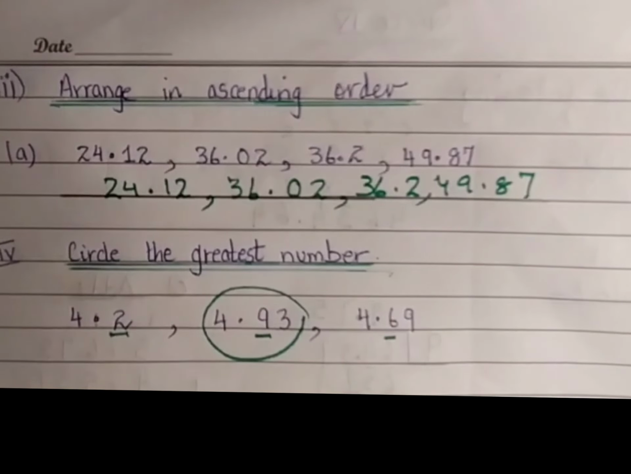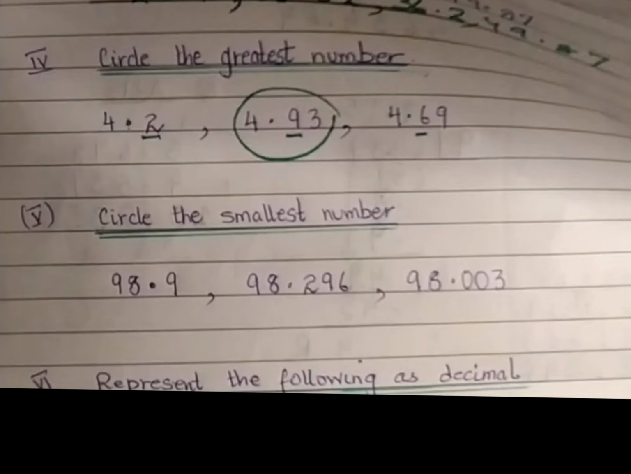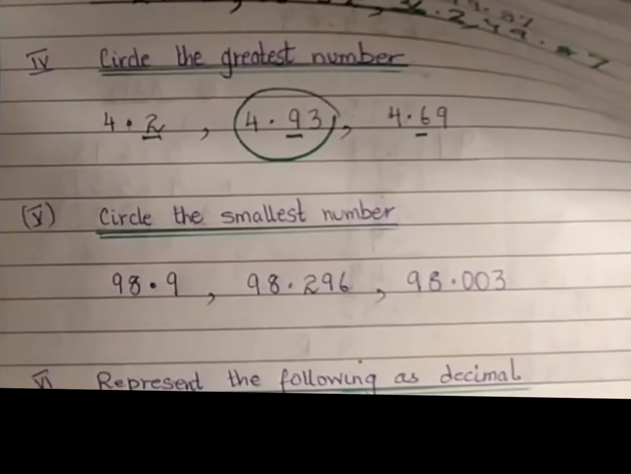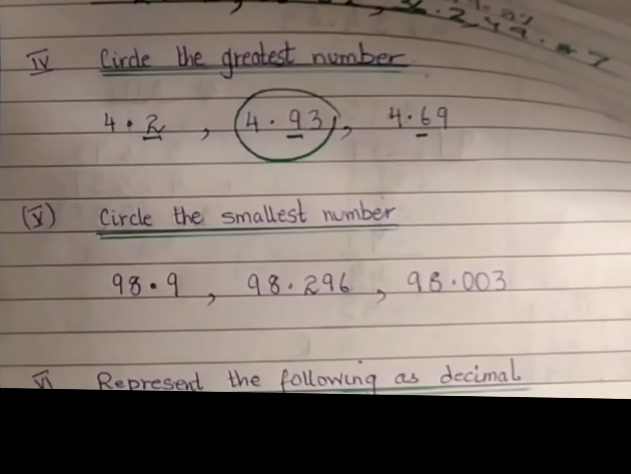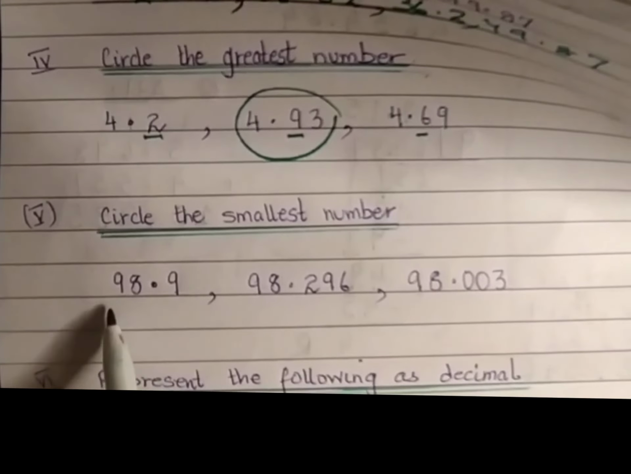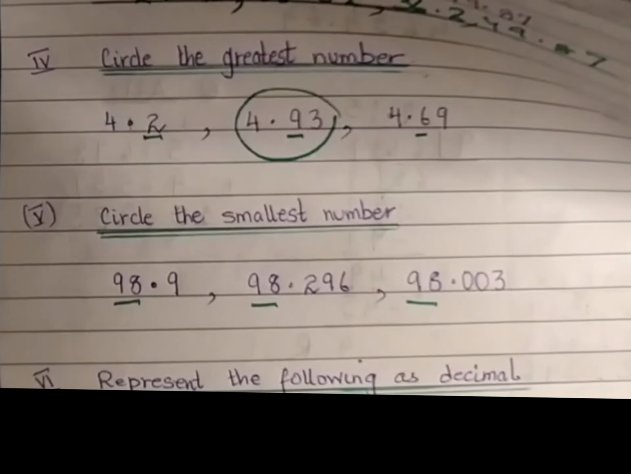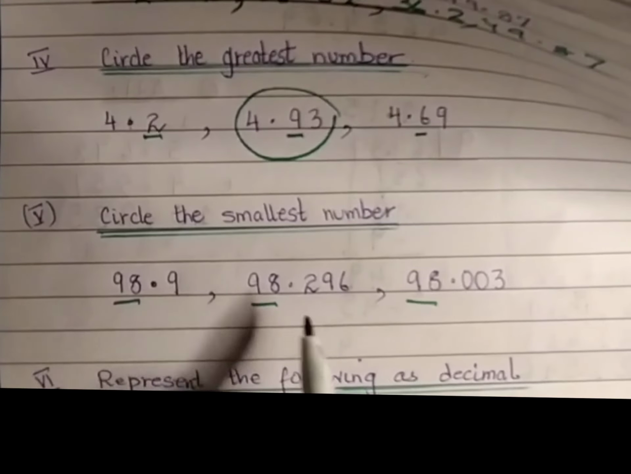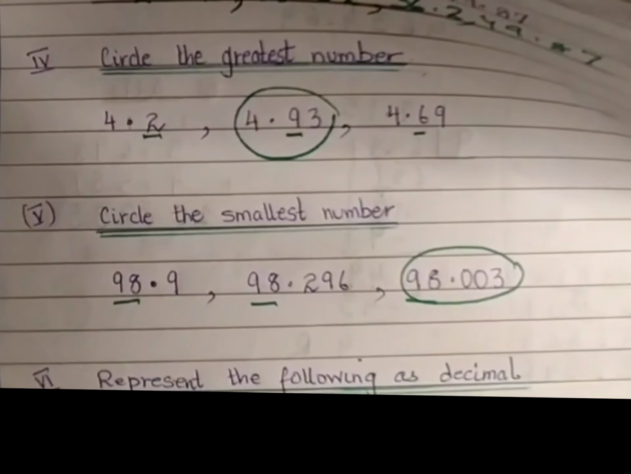Okay, let's move ahead with the next question here. The next question is circle the smallest number. 98.9. All the whole numbers are the same, 98. Let's first compare the whole numbers. They are the same. The smallest 10th that you see here is 9, 2 or 0. This is the smallest, so we're going to circle this one.